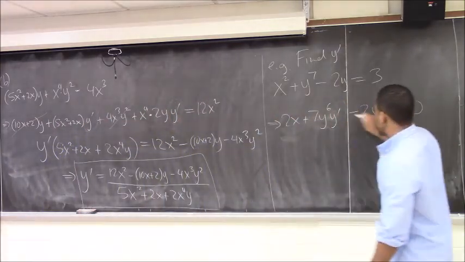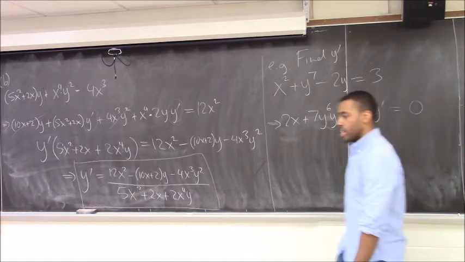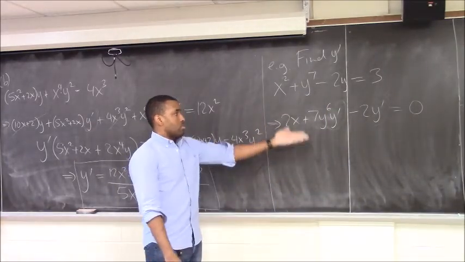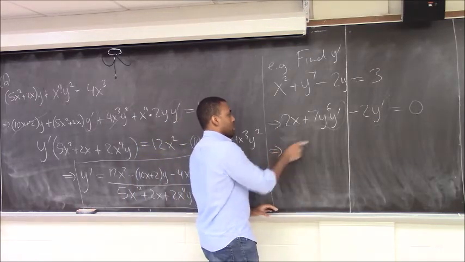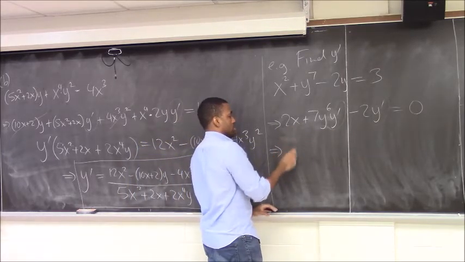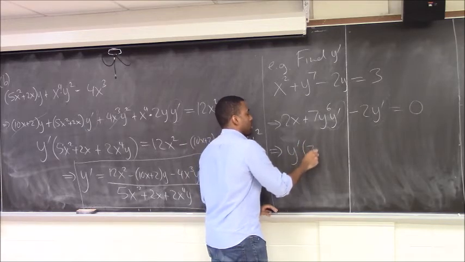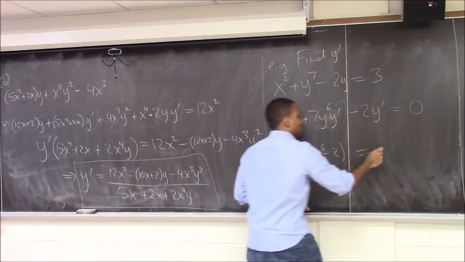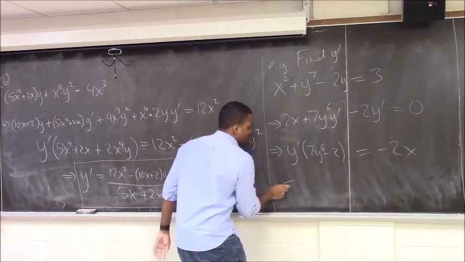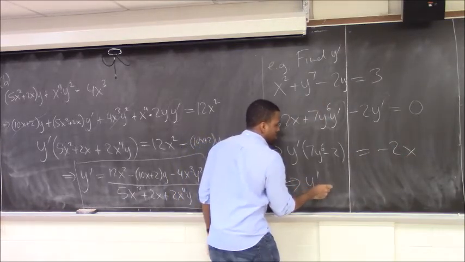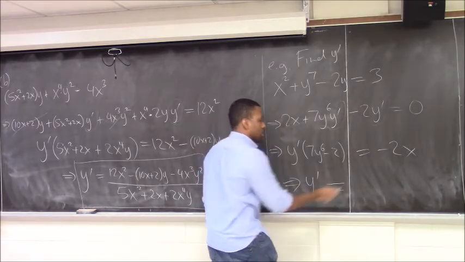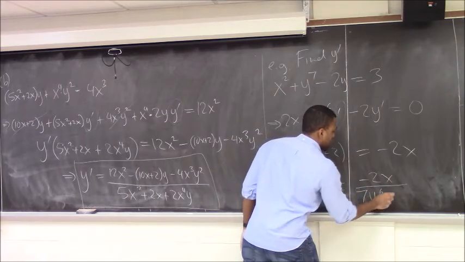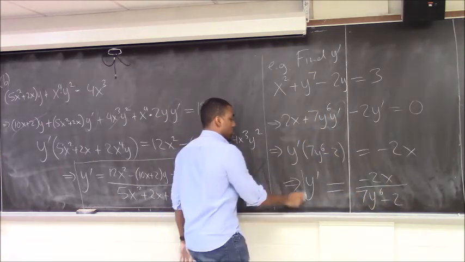Y prime is the guy I care about. It's in two locations. How do I isolate it? Factor it out. Sure, on the left side I can factor, it's not here. But I could factor it out from this guy and at the same time move that guy to the other side. And so I can end up with y prime equal to minus 2x divided by 7y to the 6 minus 2. That is my derivative.